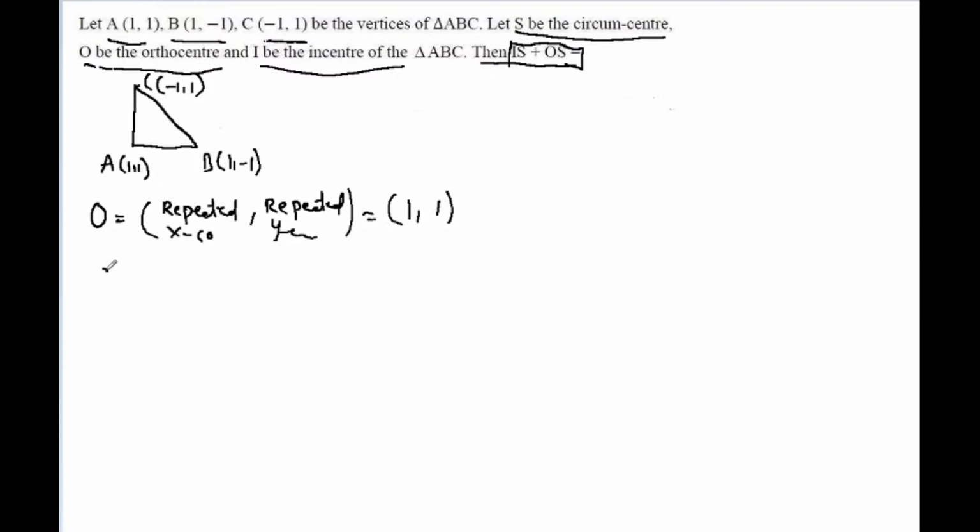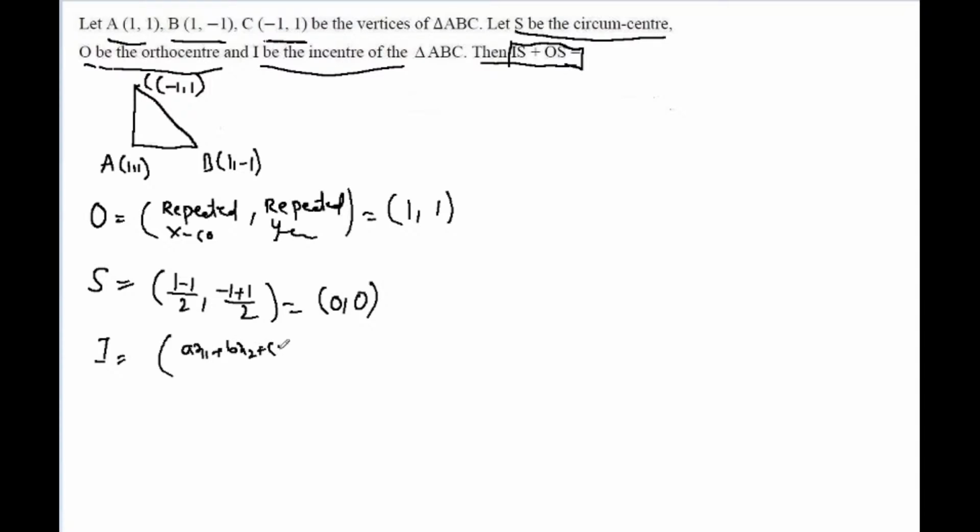And the circumcenter is the midpoint of the hypotenuse. This is the midpoint of BC, the midpoint of the hypotenuse, that is (1 minus 1) by 2 comma (minus 1 plus 1) by 2, that is (0, 0). This is the circumcenter. And the incenter I is equal to, using this formula, (ax1 plus bx2 plus cx3) by (a plus b plus c) comma (ay1 plus by2 plus cy3) by (a plus b plus c).